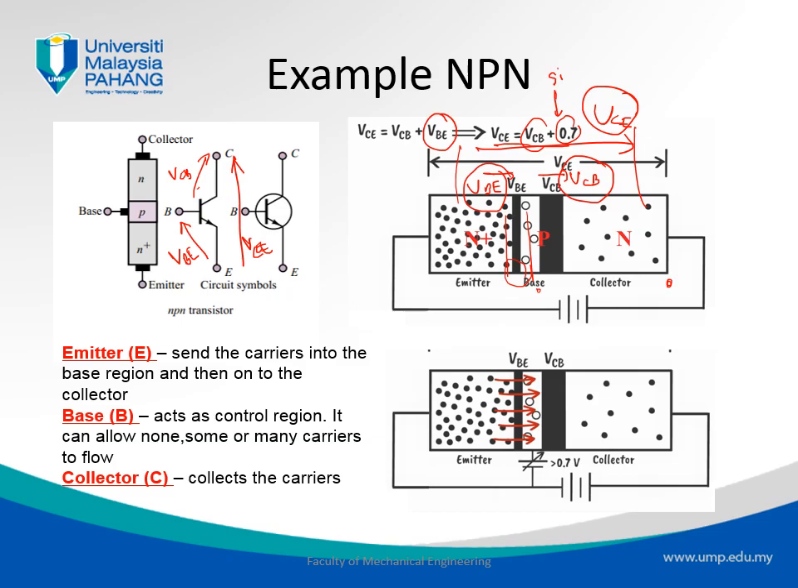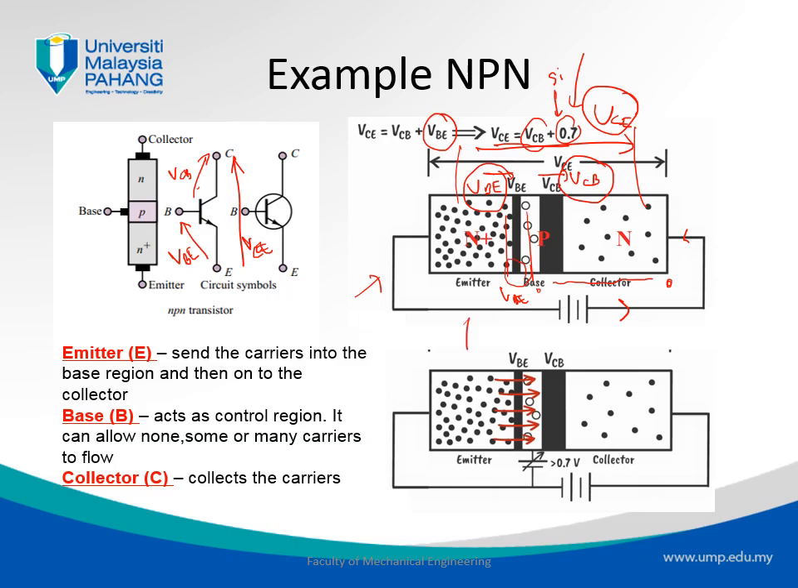So what will happen next? At this condition, nothing will happen, because VBE is the forward bias voltage of 0.7. The current will not be able to flow, because the current is in this direction, and in this direction the PN region is in reverse bias, so it will not be able to flow. No current is flowing at the moment.